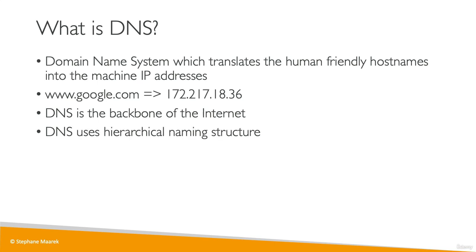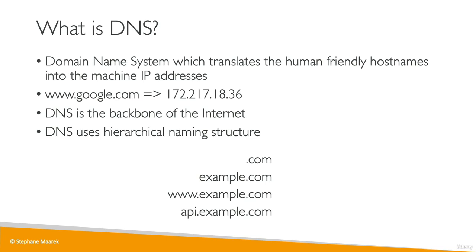So there is a hierarchical naming structure for DNS. And the idea is that at the root of www.google.com, for example, there is the .com. But then there is example.com, which is a bit more precise, then www.example.com or api.example.com. So all of these are going to be the hierarchy of your domain names.